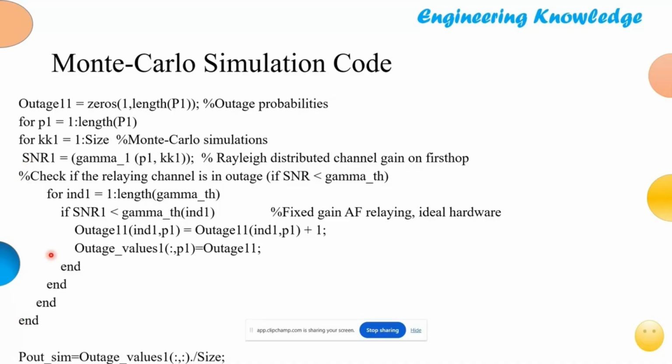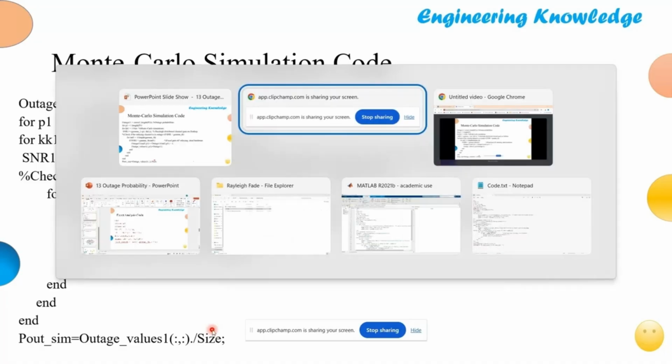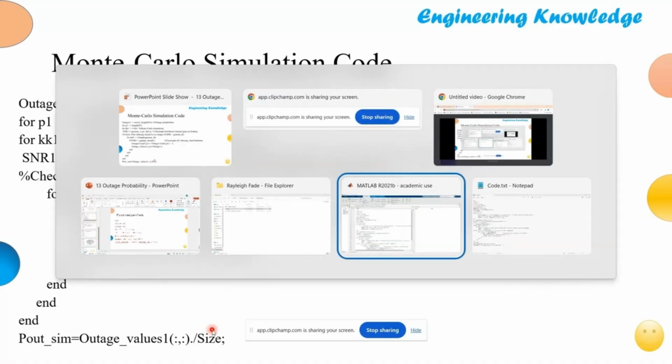And finally, the Monte Carlo simulation result is basically whatever I have stored for each SNR, I will divide by the number of samples that I have taken, which means that we will take the average out of this. So I will show how this code works in MATLAB also.